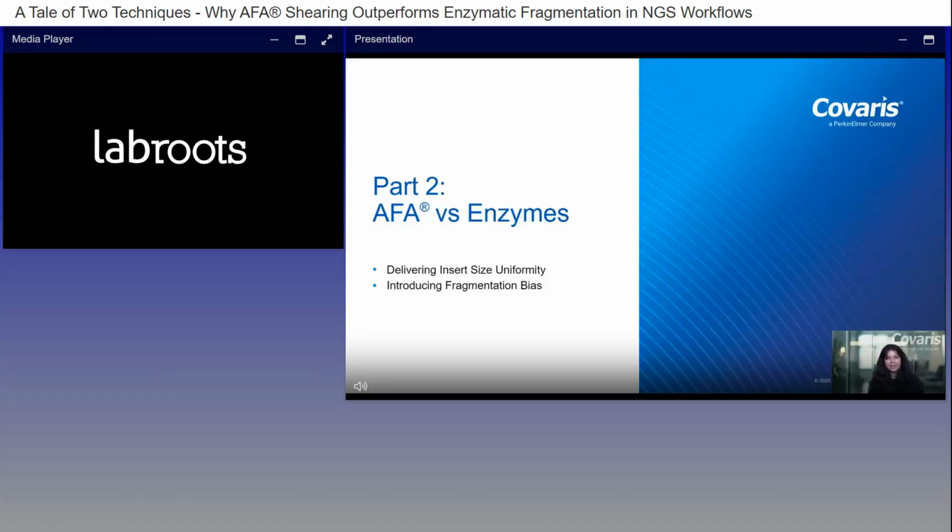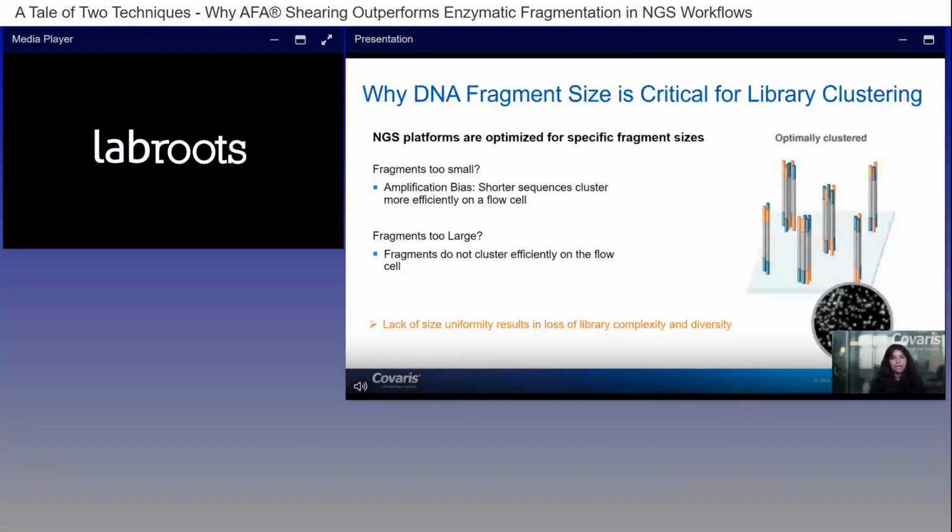So now that we know our players, we can begin to compare their performance. I'd like to talk to you about AFA versus enzymes in NGS workflows, taking a look at how well these methods deliver on the goals of uniformity and randomness that we've established. Let's start by looking at fragment uniformity.